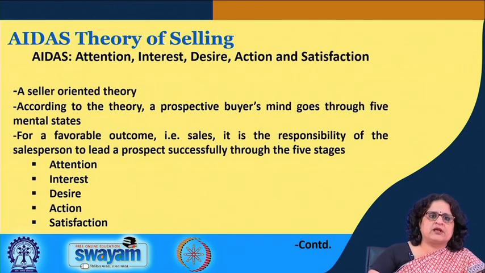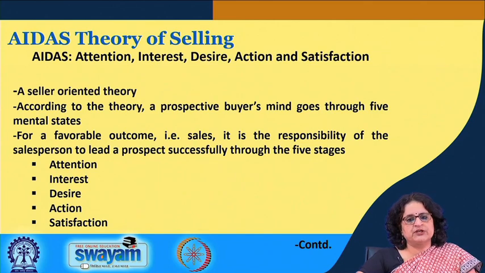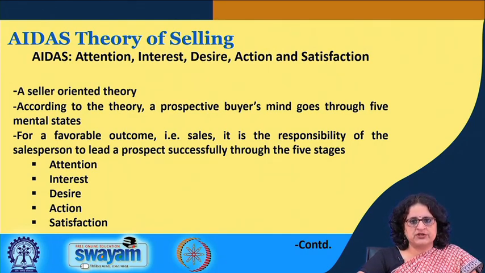Okay. Now, let us first start with the AIDAS theory of selling. AIDAS is a short form of the 5 different stages which the buyer would go through when he becomes aware and informed about a particular product and ultimately buys it, and then reaches a stage of satisfaction. So these 5 stages are attention, interest, desire, action and satisfaction.